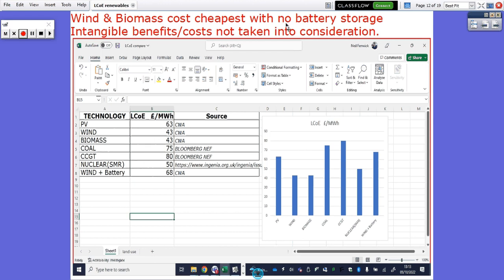However, renewables are intermittent, they're weather dependent. If you don't have any battery storage, then that may not necessarily be the case. We're not taking account of intangible benefits such as renewables, when they're generating, having zero CO2 emissions. We're not taking into account any intangible costs of social cohesion and benefits to the community at this stage.